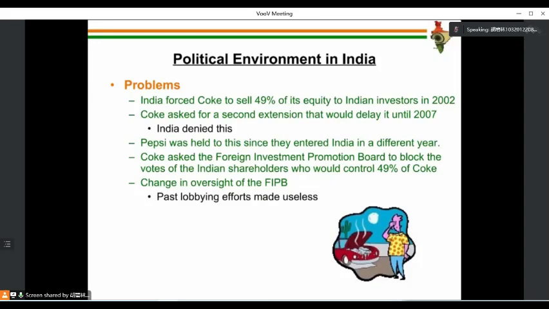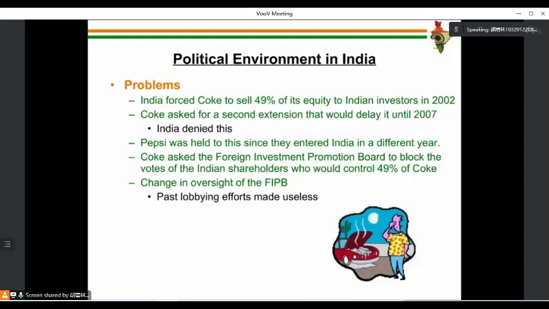Okay, so like I mentioned just now, India forced Coca-Cola to sell 49% of its shareholding to Indian investors. This happened a lot, and during the year 2002, the Coke company asked for a second extension. They hoped that giving up equity would be postponed until the year 2007, because they wanted to fix some of their inner problems as well. And then the Indian government denied it. They said you should give the 49% of the equity immediately.